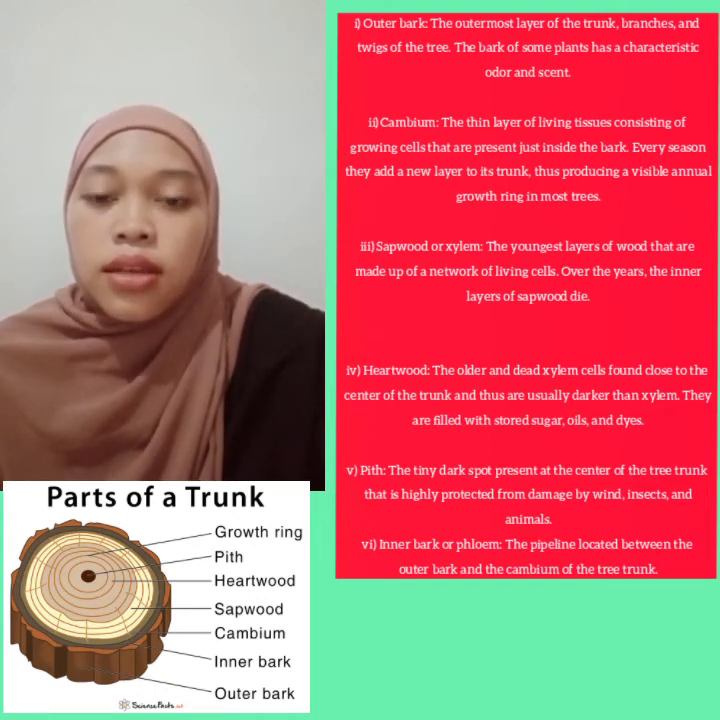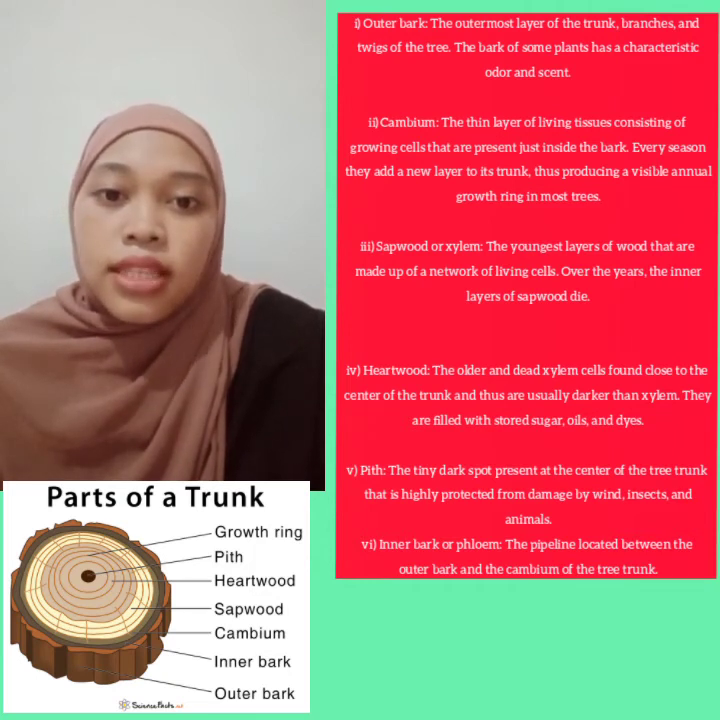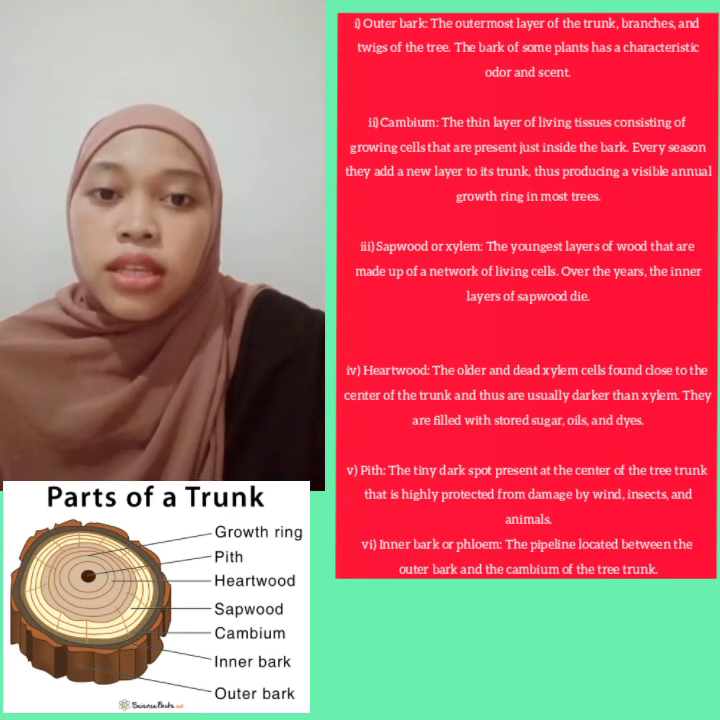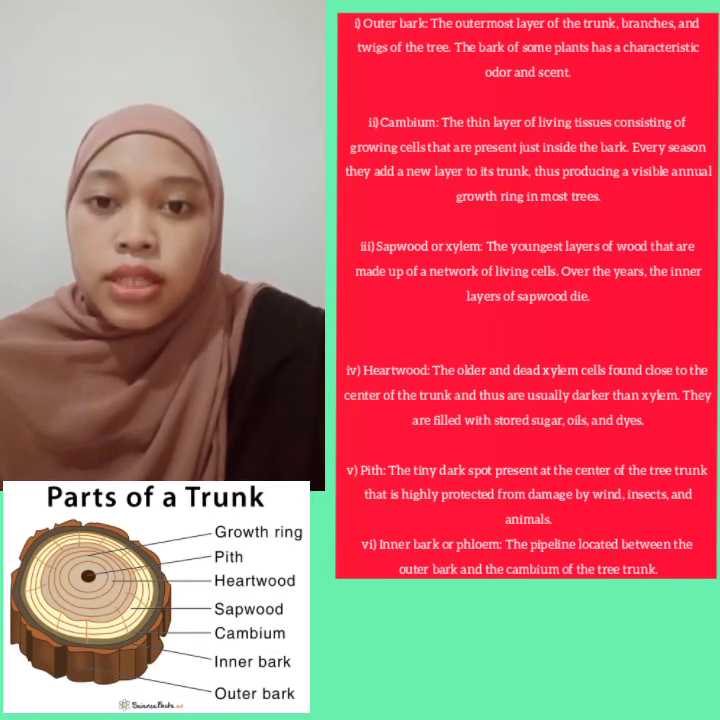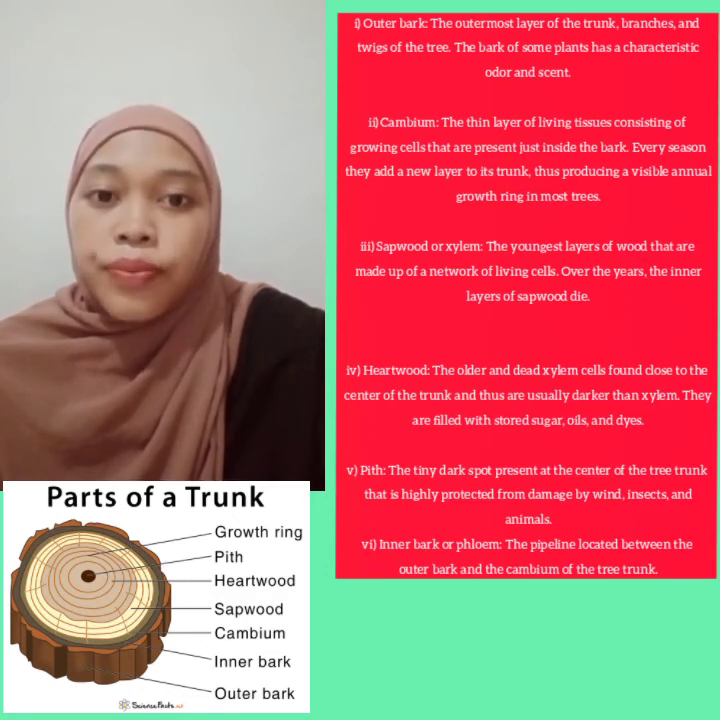animals and berries. 5. Pith. The tiny dark spot present at the center of the tree trunk that is highly protected from damage by wind, insects, and animals. 6. Inner bark or pulp. The pipeline located between the outer bark and the cambium of the tree trunk.